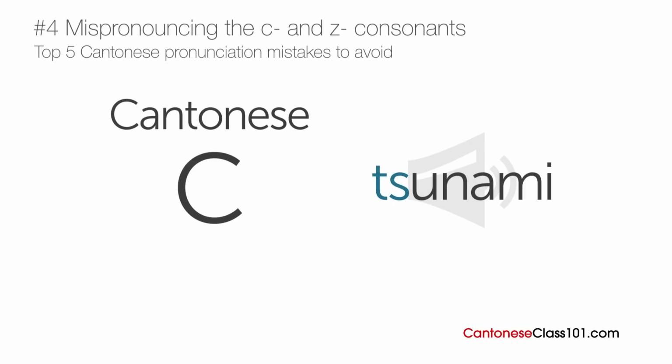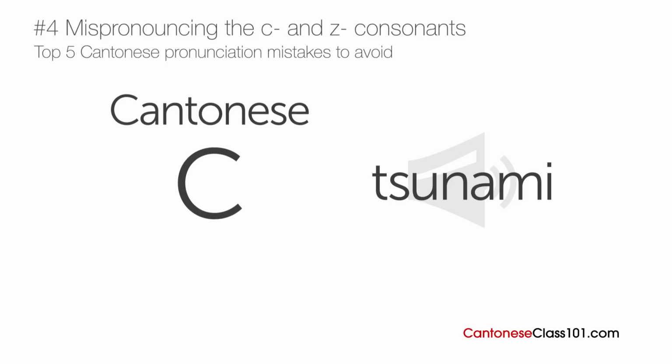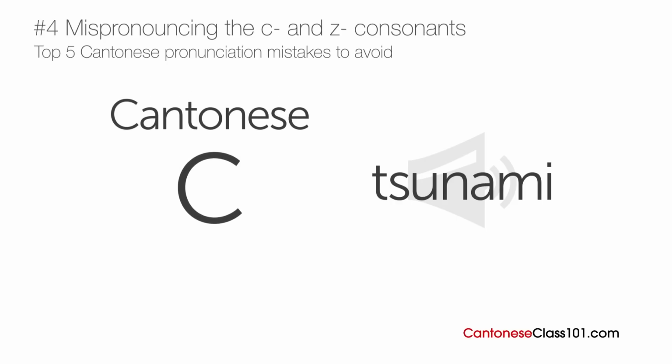But unlike with the traditional TS sound in English, try to emphasize the T more than the S in Cantonese. Pronouncing it quickly may sometimes help with pronouncing the Cantonese C properly. Lastly, you want to release a burst of turbulent air when you're pronouncing this sound.